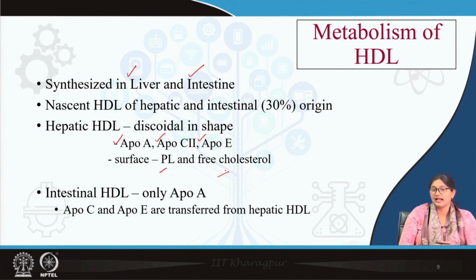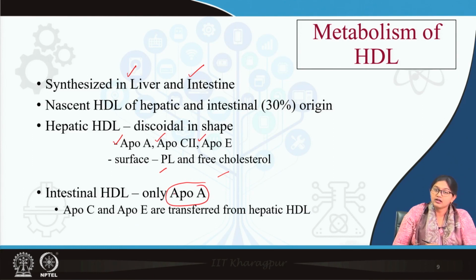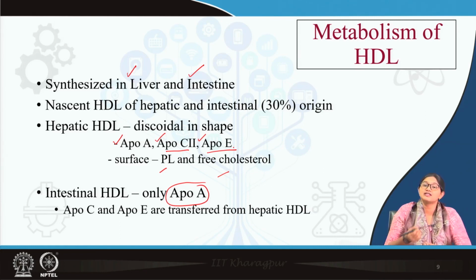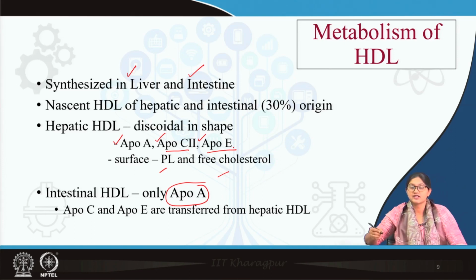Now, the intestinal HDL contains only apoprotein A, no ApoC2 or ApoE. Basically, ApoC2 and ApoE are synthesized in the liver. So, the nascent intestinal HDL does not have ApoC2 and ApoE, but it acquires them when it comes to the circulation. When the nascent intestinal HDL comes to the circulation, it acquires ApoC2 and ApoE from the hepatic nascent HDL.